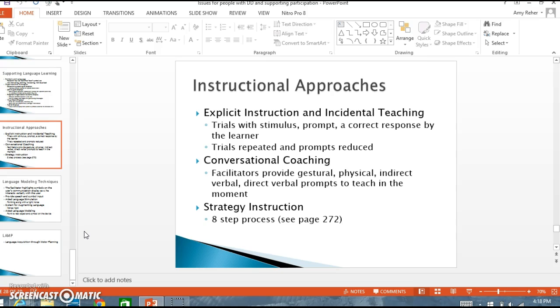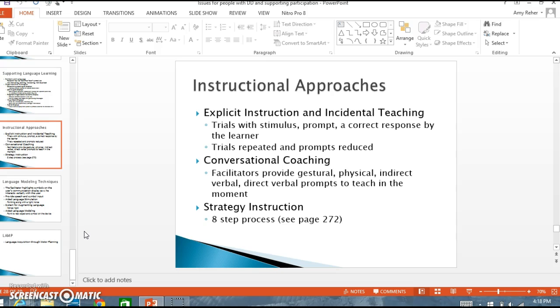And for those of you who have some experience with your BCBA and more of that highly structured behaviorist type of intervention will do well with this. So you have multiple trials with a stimulus, a prompt, and then a response by the learner, either correct or not correct, which is then rewarded, and then you just continue this over and over.